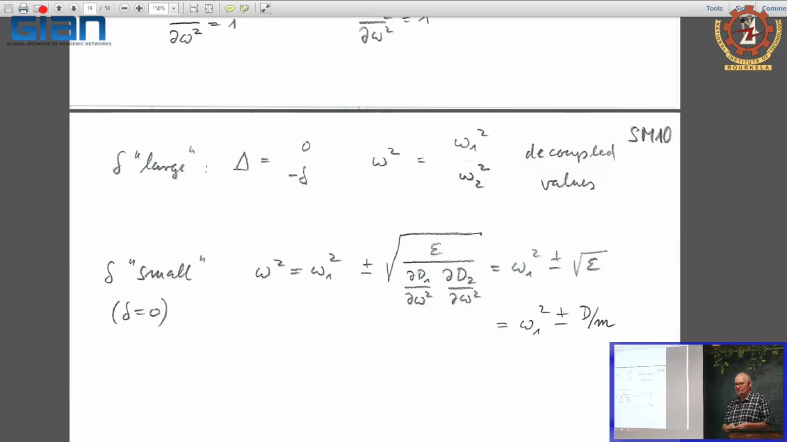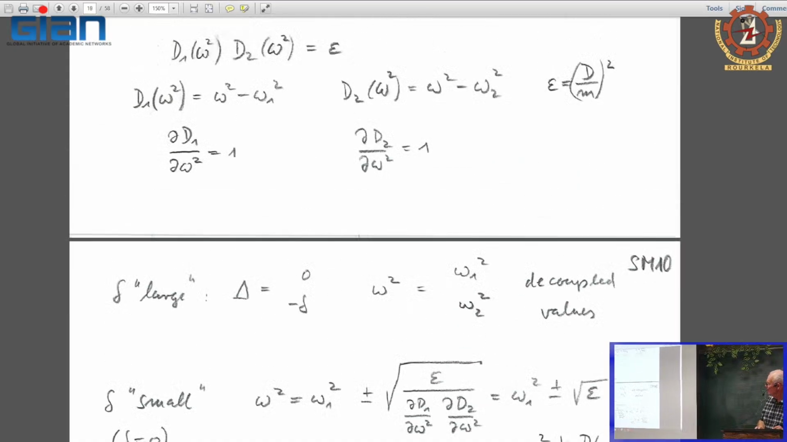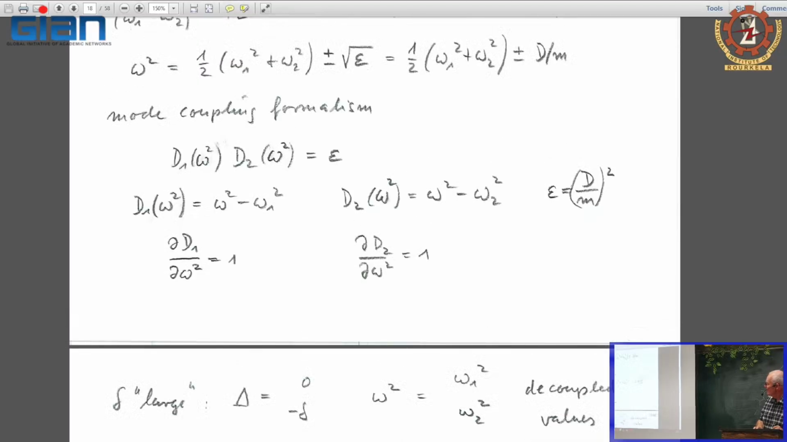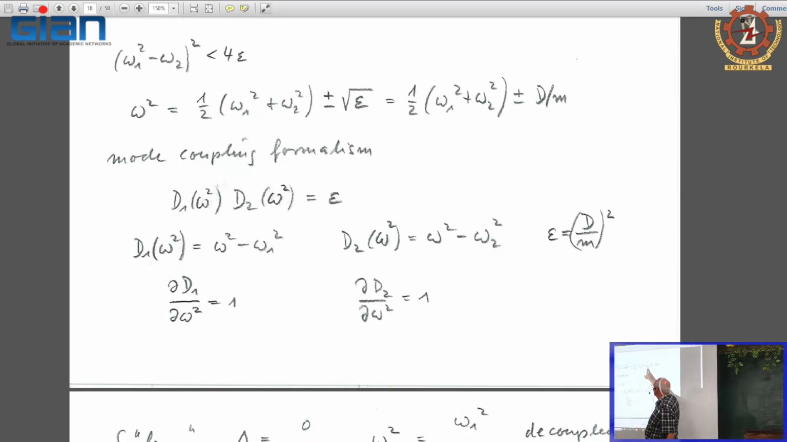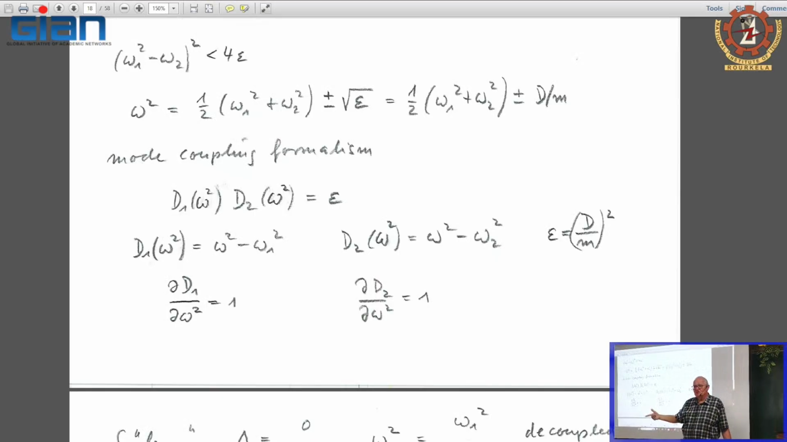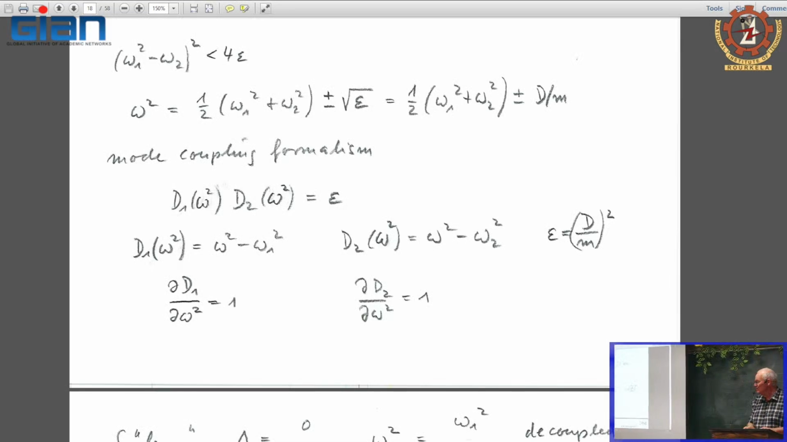This is omega 1 squared plus minus square root of epsilon, and this is omega 1 squared plus minus d over m. Okay, and if you compare it with the exact result, well, then it is the mean of omega 1 and omega 2. If we are at a position where omega 1 is equal to omega 2, this is omega 1 squared plus minus d over m. So it's exactly the same result.